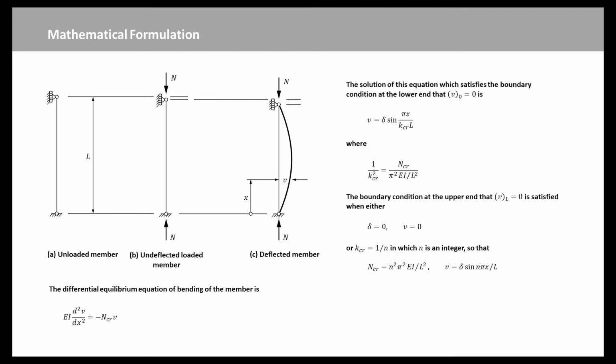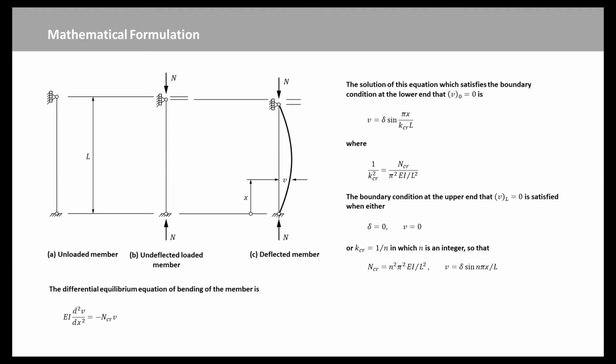The solution of this equation, which satisfies the boundary condition at the lower end that v(0) equal to 0, is this equation, where delta is an undetermined constant. The boundary condition at the upper end that v(L) equal to 0 is satisfied when either delta and v equal to 0, or kL equal to nπ, in which n is an integer.